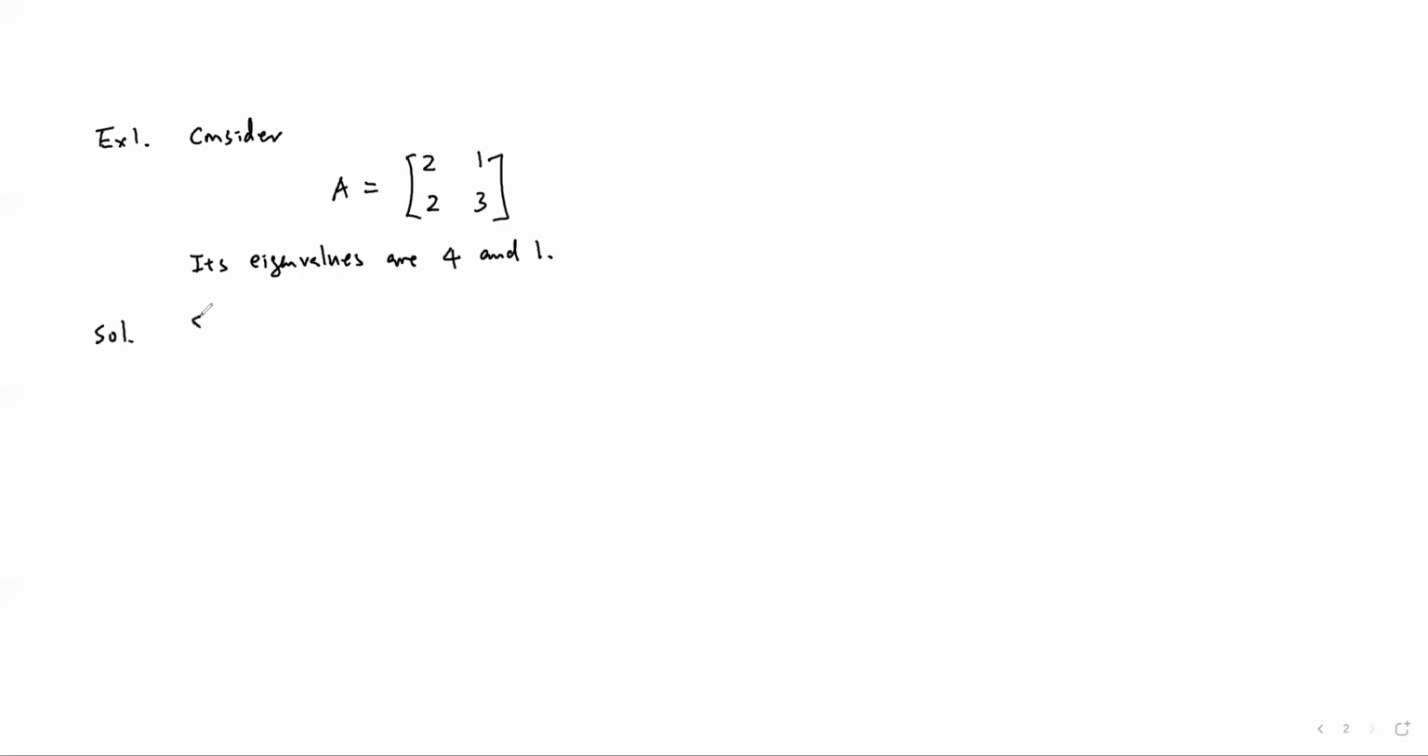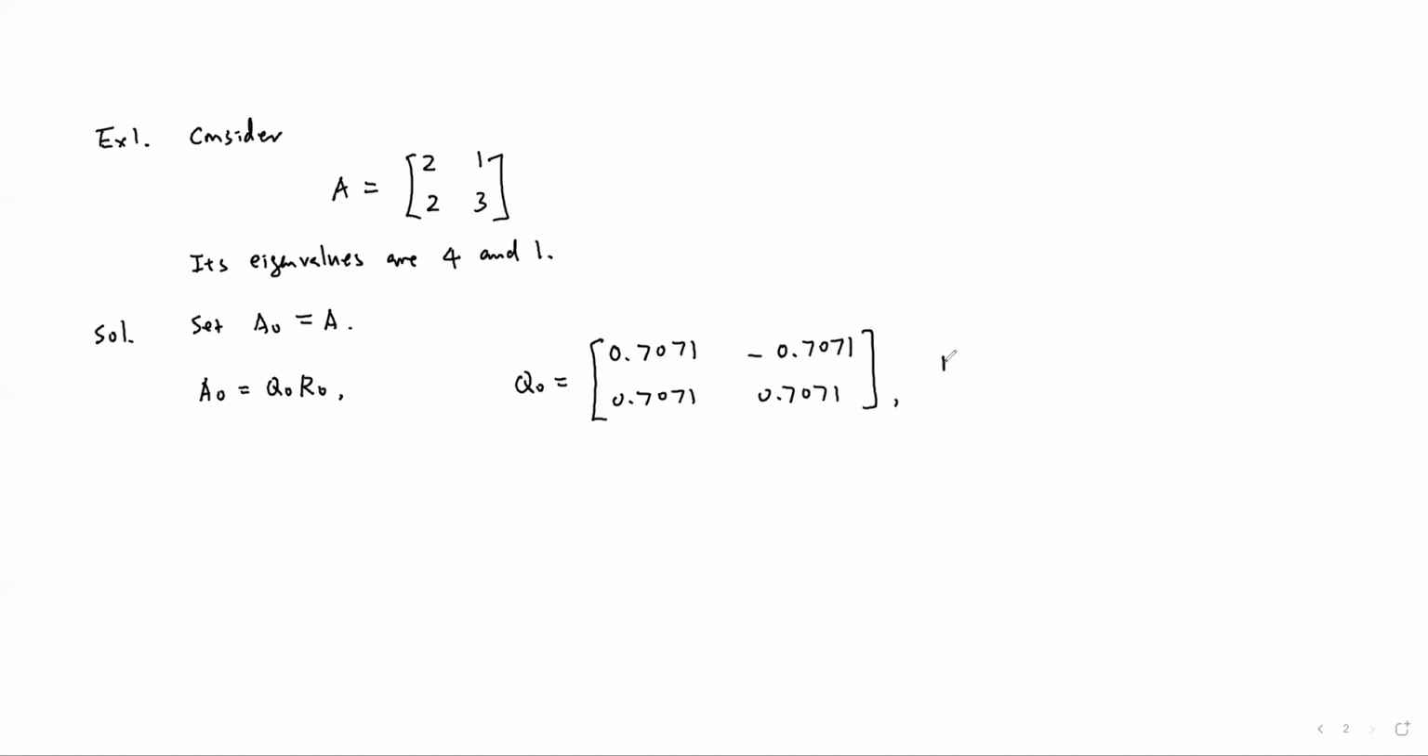Solution. Step 1, set A0 to be A. Then perform QR factorization on A0. The matrix Q is 0.7071, all entries are 0.7071. R0 is upper triangular.